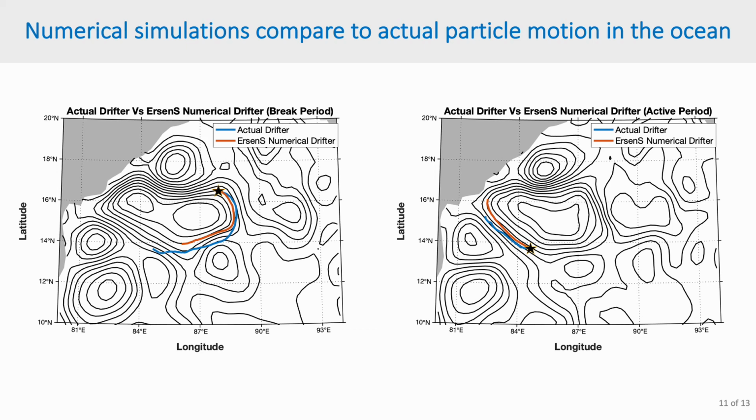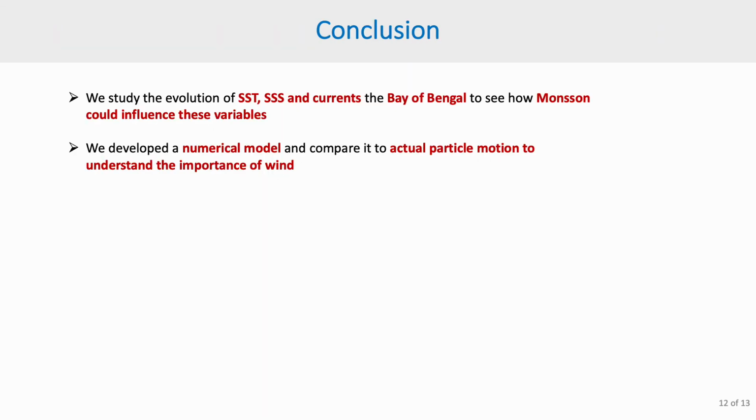To conclude, in this research project, we studied the evolution of sea surface temperature, sea surface salinity, and currents in the Bay of Bengal, and to see how the monsoon could play a role in the evolution. In the second part, we developed a numerical model and compared it to actual particle motion to understand the importance of rings in the motion.